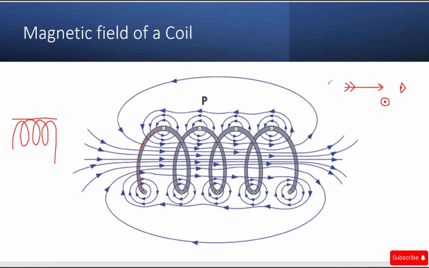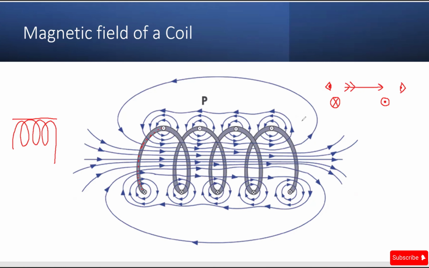But if you are observing this arrow from the back, then you would see the wings of this arrow. That means you would actually observe the cross of this arrow. So this dot means that the vector is coming out of the screen, meaning towards you, and this cross means the vector is into the screen, meaning it is going away from you.